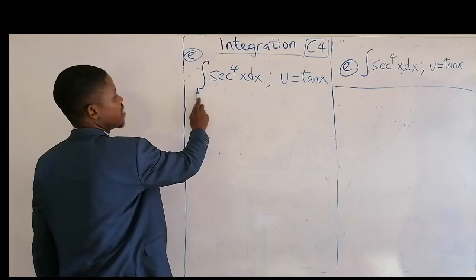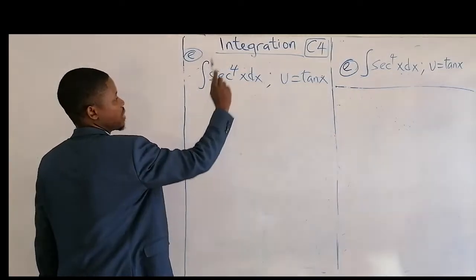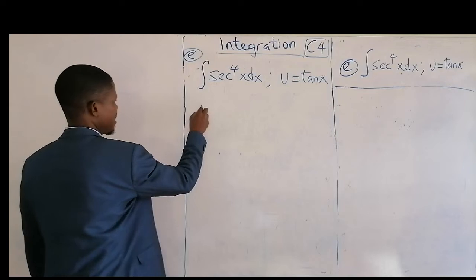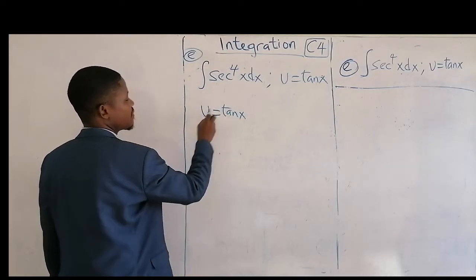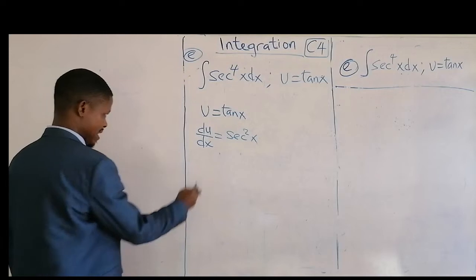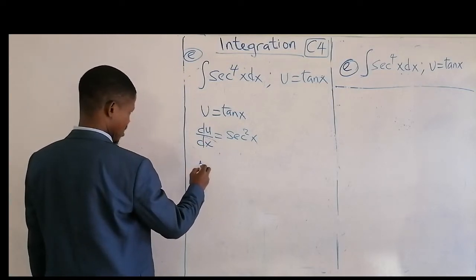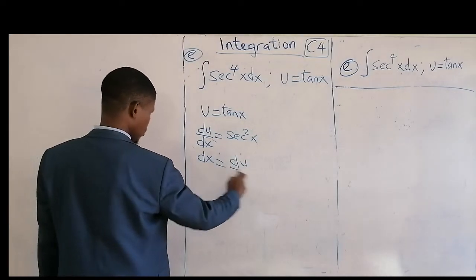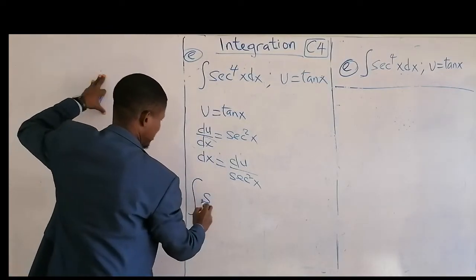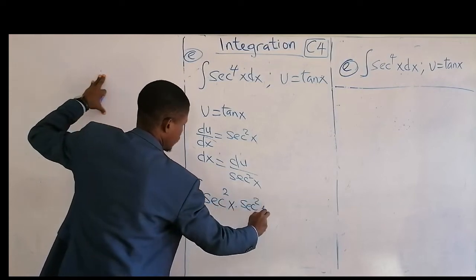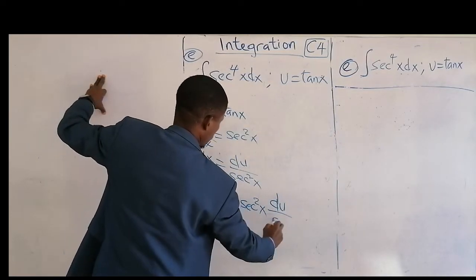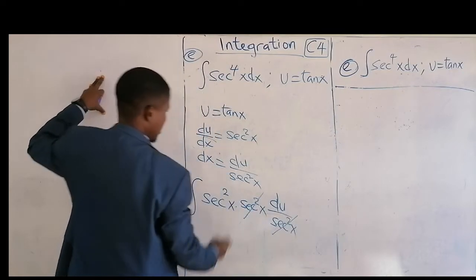The E part, we have the integral of sec to the power 4, and then we have the substitution, u equal to tan x. So we are going to start from this place: u equal to tan x, u is a function of x. So du by dx will give you sec squared x. So let's make dx the subject, and that will be dx equals du over sec squared x. So we are going to split this sec to the power 4 into two parts: sec squared x times sec squared x. Then this dx is equal to du over sec squared x, so this and this cancel out.